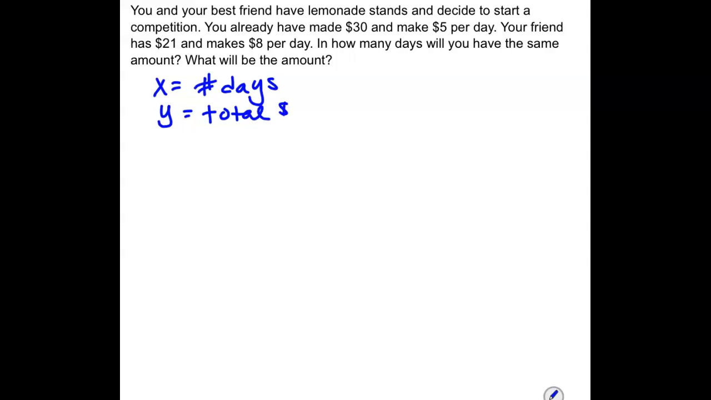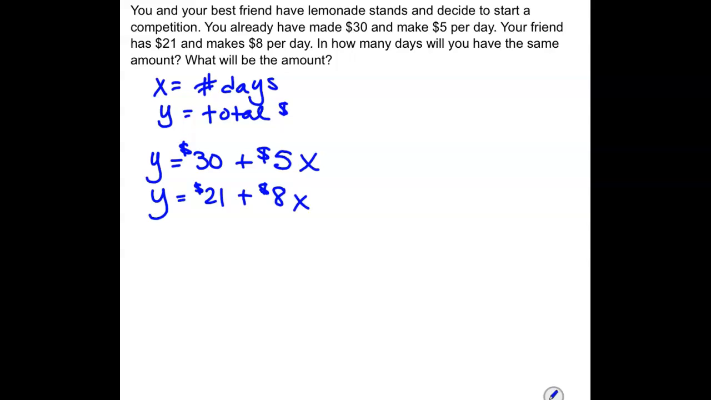All right, so my total, it says I already have $30 and I'm adding to it $5 per day. So for every day, I'm going to get another $5. My friend has $21, but is adding $8 every day for x days. In how many days will you have the same amount? So it's asking us to figure out where our totals, where our y's would be equivalent.